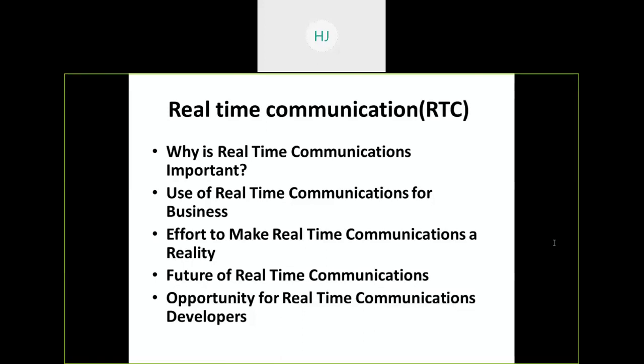Furthermore, IDC forecasts that by enabling voice, video, and messaging via APIs, real-time communications will ease solutions for the creation.